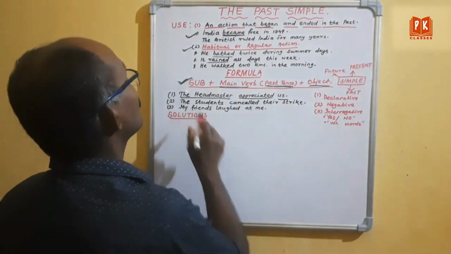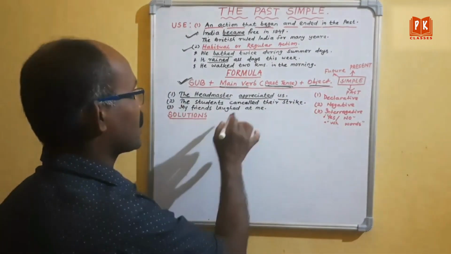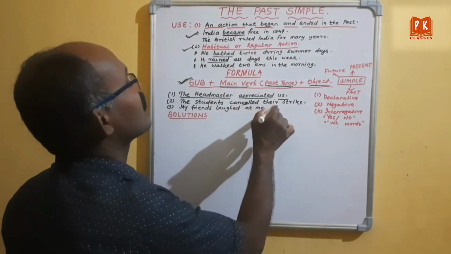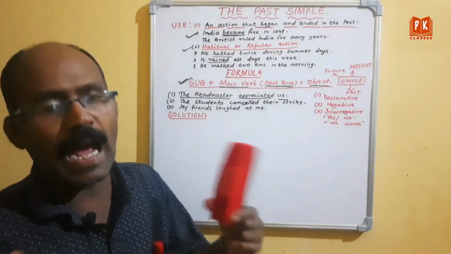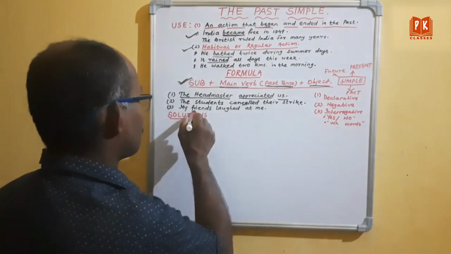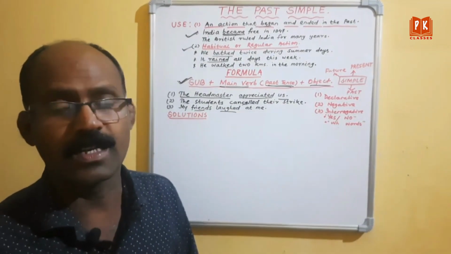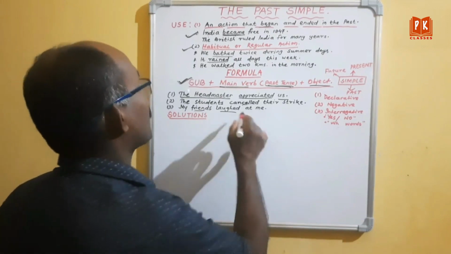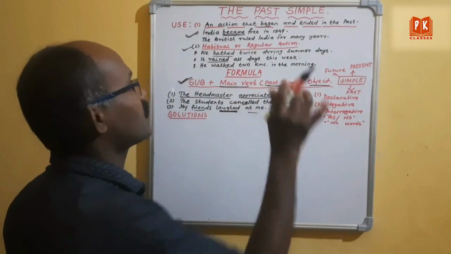Clear? Then come to the students cancelled their strike. The students, subject, cancelled, verb, past tense. Then their strike, object. Then come to my friends laughed at me. My friends, subject. Then laughed at me. Verb, laughed, that means past tense, then object.